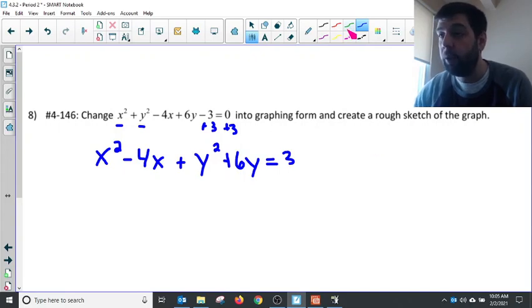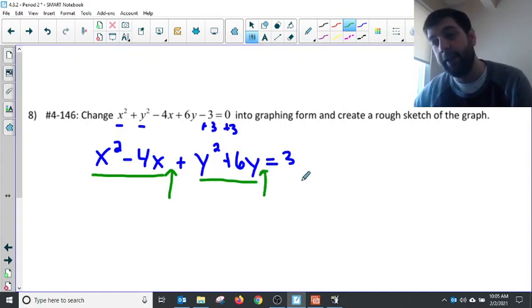My goal here is I want to complete the square on this part so I can find its missing number so that this part is a perfect square trinomial. And I also want to complete the square on this part to find its missing number. Same thing, so that I can make that a perfect square trinomial and put that in its binomial squared form.